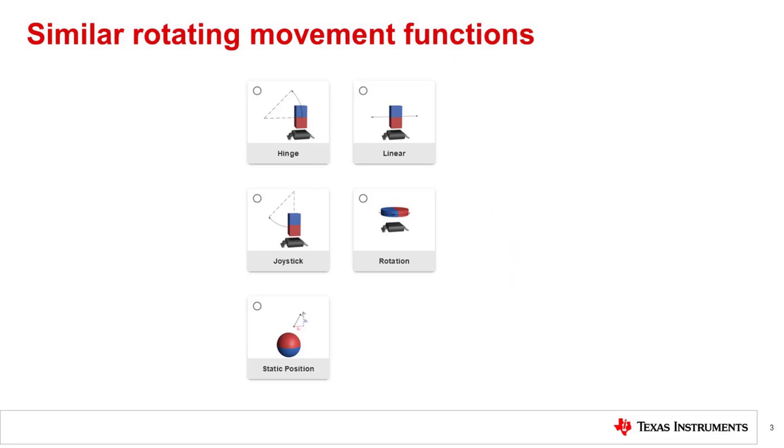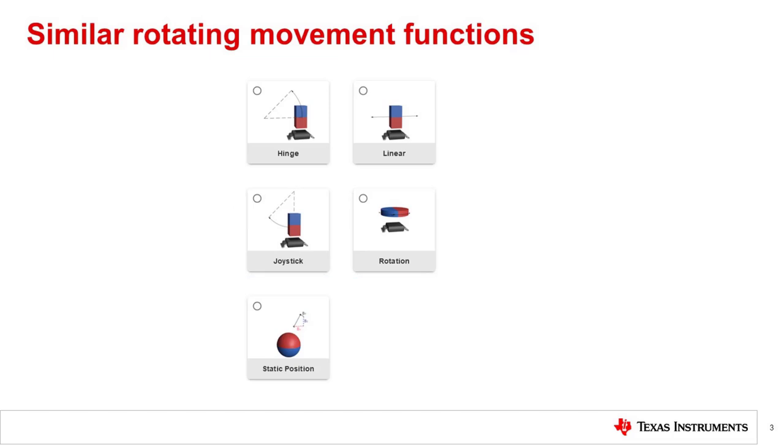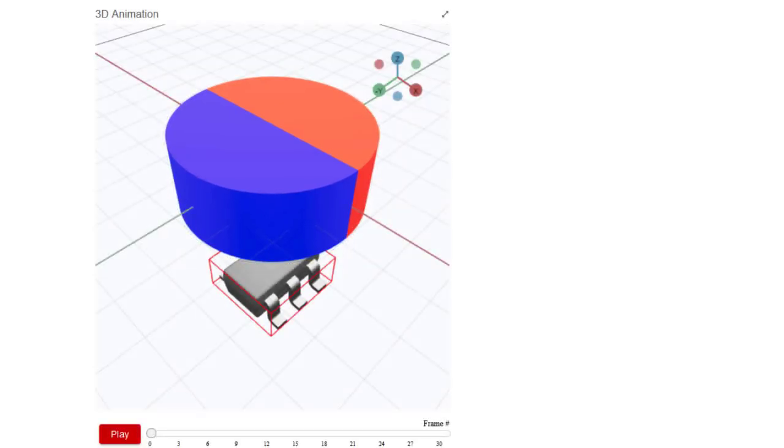The functions including joystick, hinge, and rotation can all be used to simulate rotational or arc path movement. This video will help you differentiate how these functions operate and help you understand when one may be more convenient to use. To understand the difference, let's use a diametric magnet so we can easily see the movement for each function. Here we use a TMAC5273 at the default sensor location.